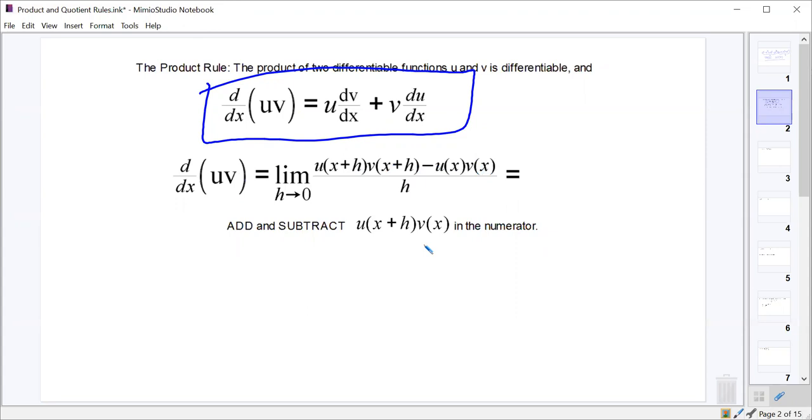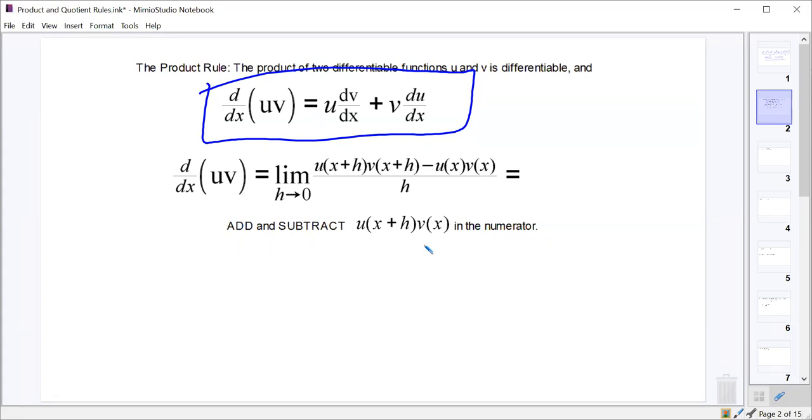Okay, good. Just doing that by itself isn't super helpful because if I try to plug in 0 for h, it's indeterminate, and there's not really a whole lot that we can do to deal with that. So what we need to do is introduce some extra terms in there. We're going to add in a u of x plus h times a v of x, and subtract a u of x plus h times a v of x.